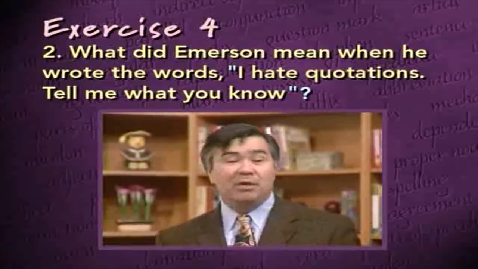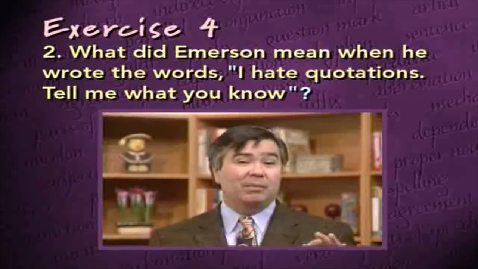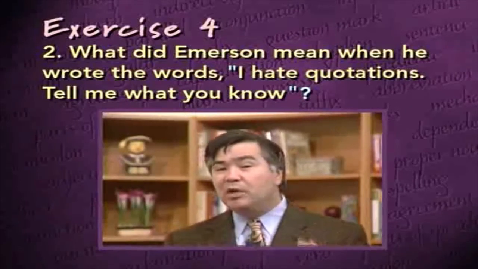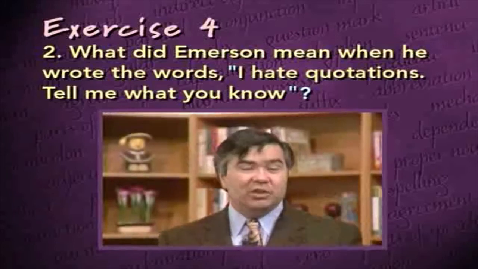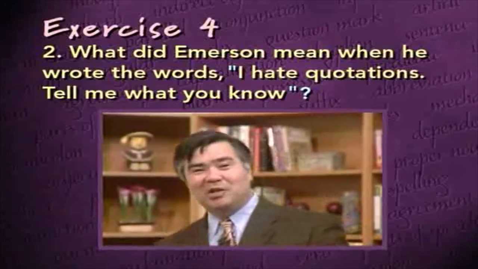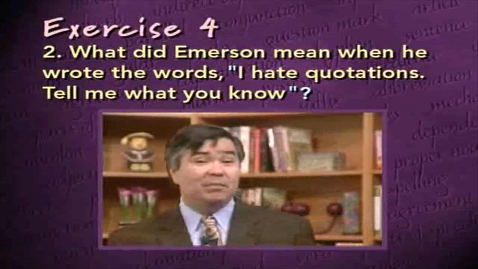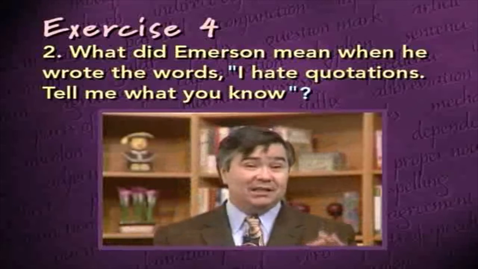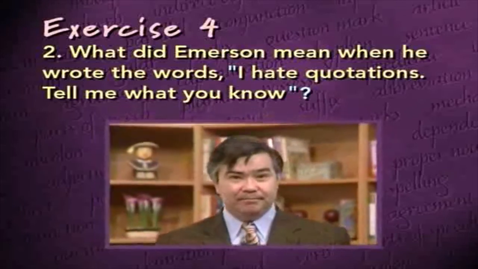Emerson's statement, "Tell me what you know," is a declarative sentence. It would normally end with a period. However, we don't put in the period because then we'd be doubling up. We'd have a period, closing quotation marks, and then the question mark, and that would look a little weird. So we simply omit the period because we need the question mark instead. We don't double up and put the period as well.